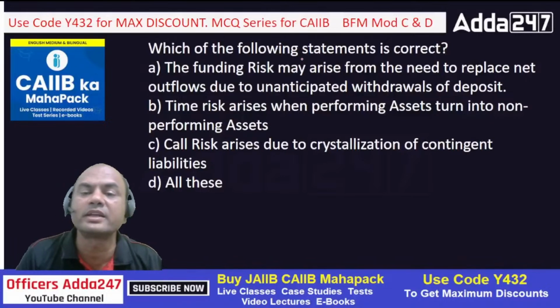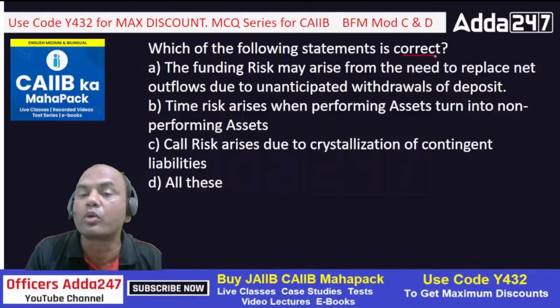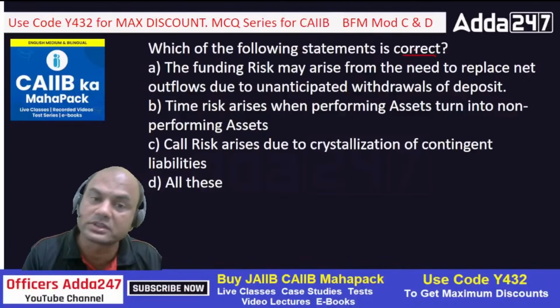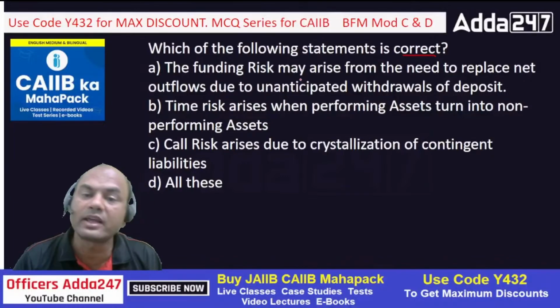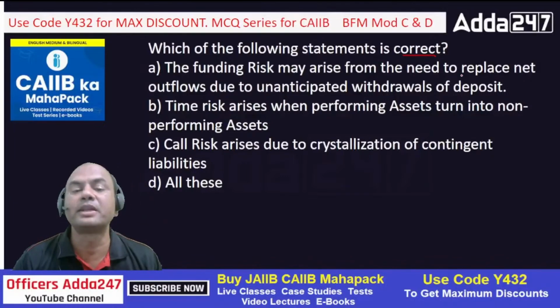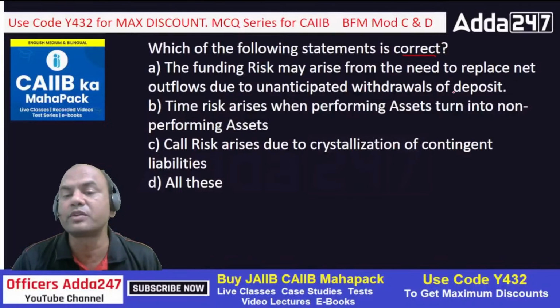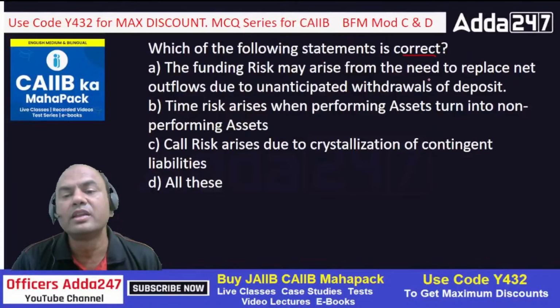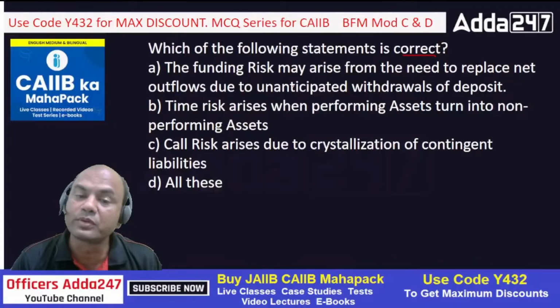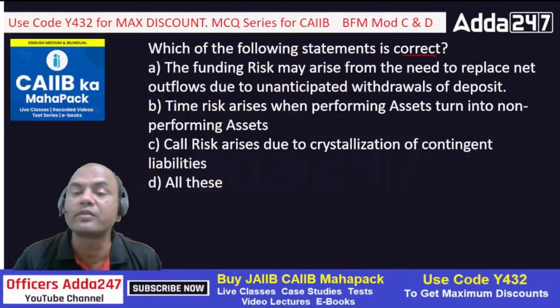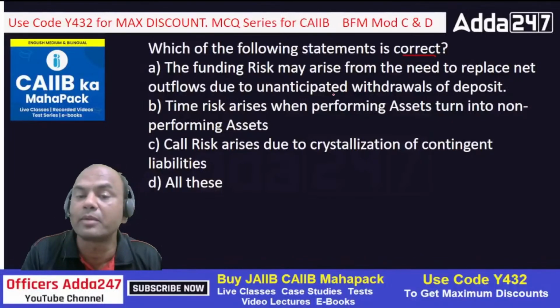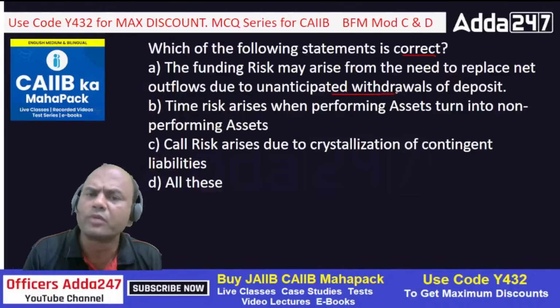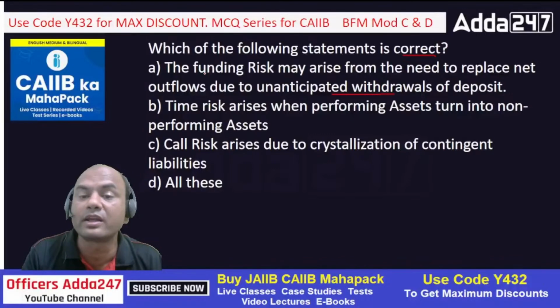Which of the following statements is correct? We want true now, we don't want false now. The funding risk may arise from the need to replace net outflow due to unanticipated withdrawals of deposits. So this funding risk may arise due to need for replacement of net outflows due to unanticipated withdrawals. Means if the withdrawals are more in my bank, if there are huge withdrawals, then I definitely face the funding risk.